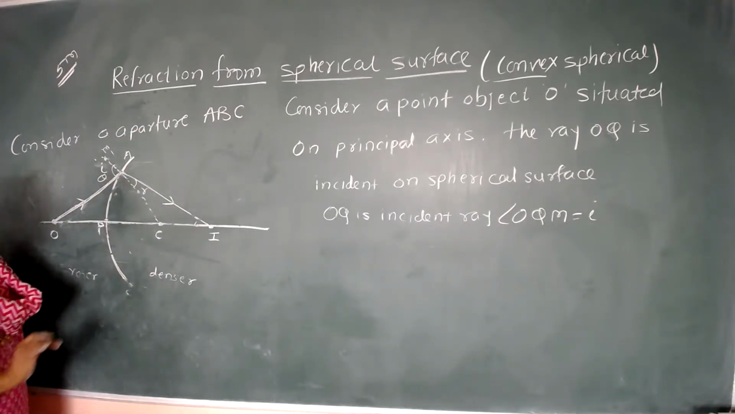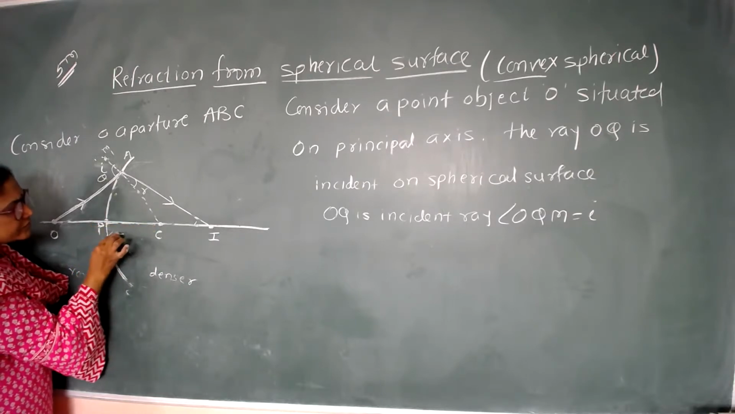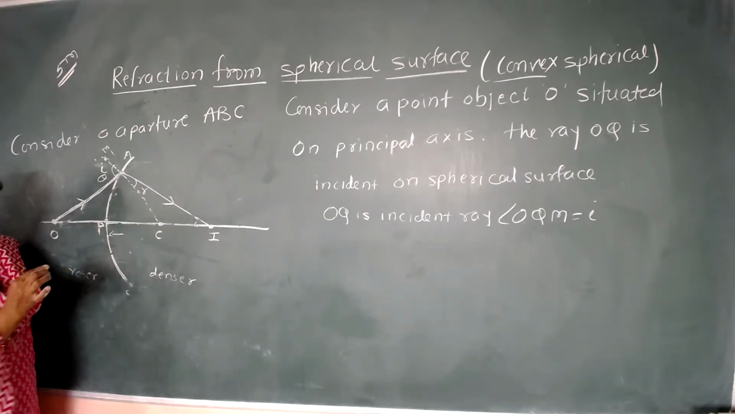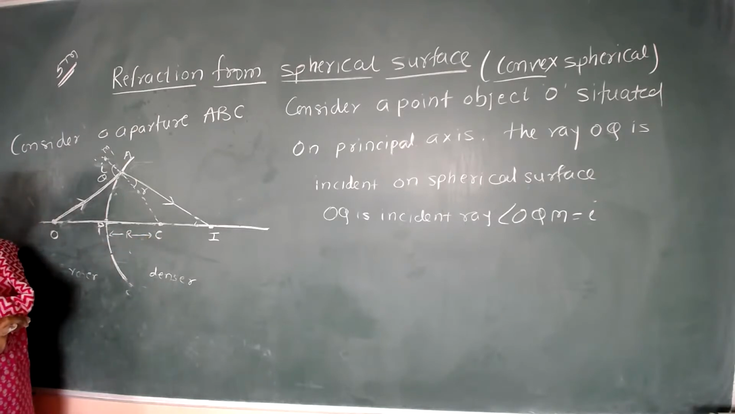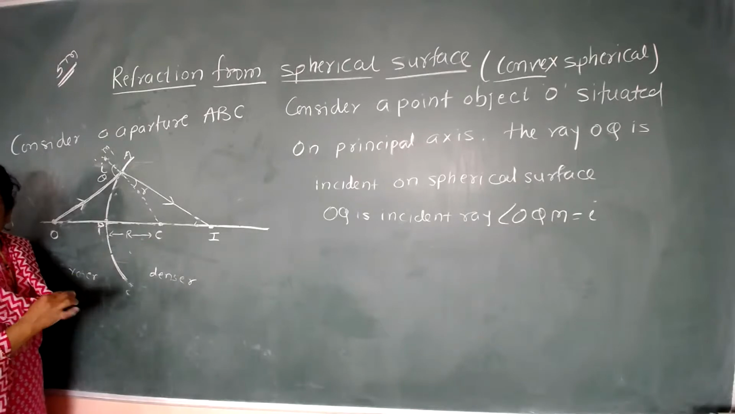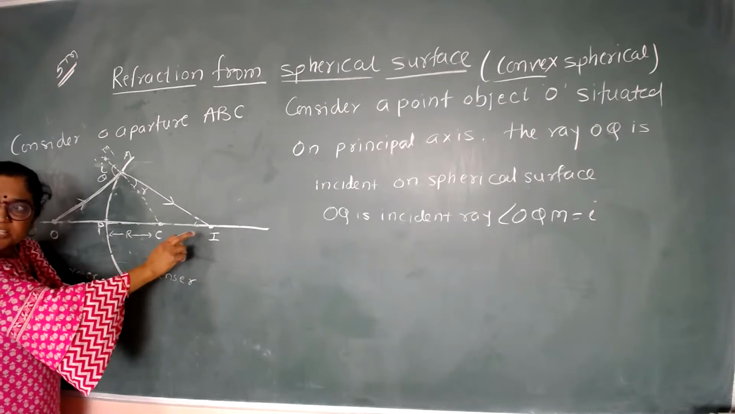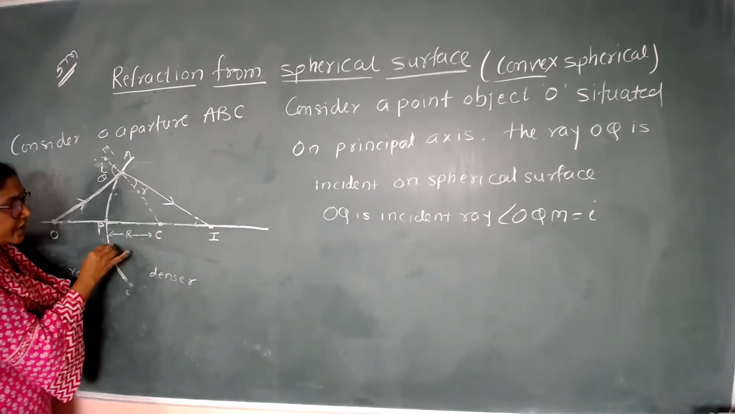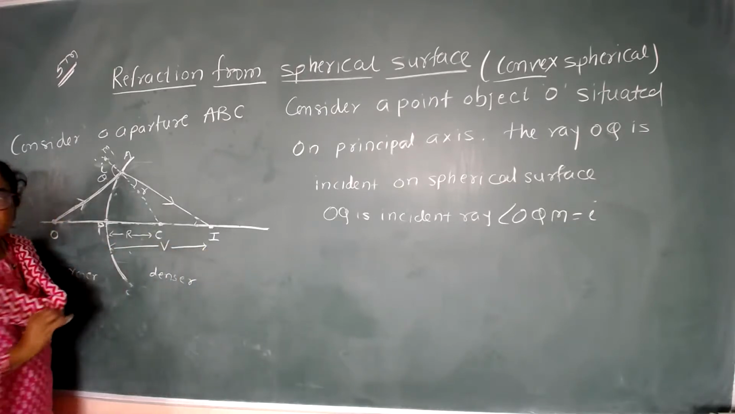Clear? Then here, P to C. What is the meaning of P to C? Radius of curvature. So this is denoted by the letter R. What is P to I? Where we have got the image, that is known as the image space. The distance between the pole and the image is known as the image distance V. Image distance is denoted by the letter V.